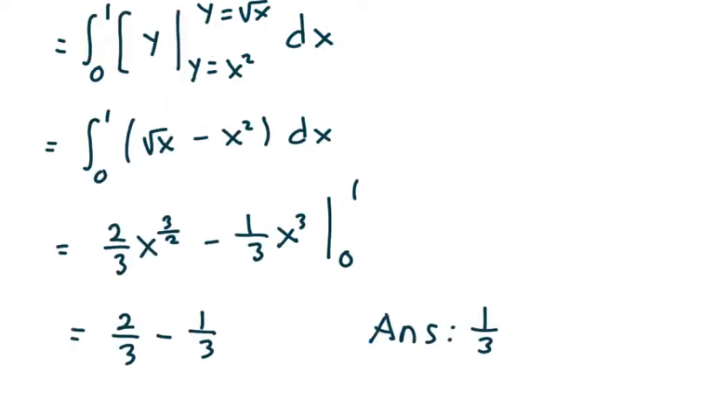Okay. Now, this is the integral from 0 to 1 of y evaluated from y equals x squared to y equals square root of x dx. So this is the integral from 0 to 1 of square root of x minus x squared dx. And straight out of Calc 1, this is 2/3 x to the 3 halves minus 1/3 x to the 3rd evaluated from 0 to 1. Pop the 1 in for x, and we get 2/3 minus 1/3. I don't have to worry about 0. And so the correct answer for number, I believe this is 9, would be 1/3.